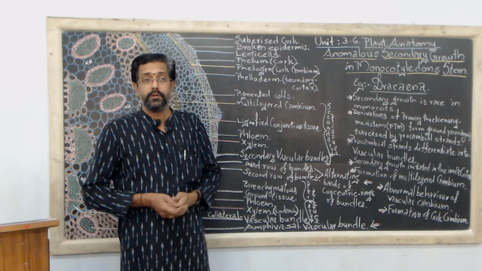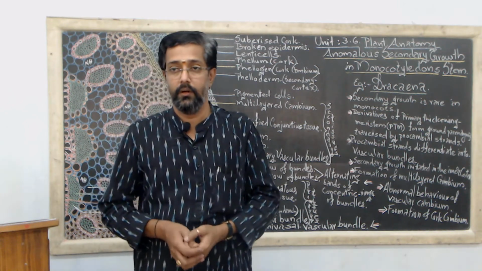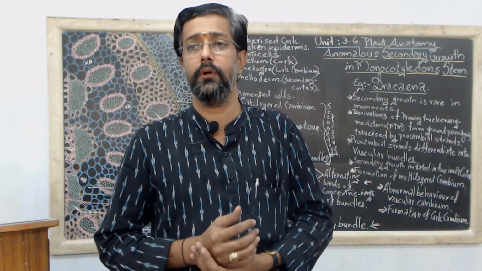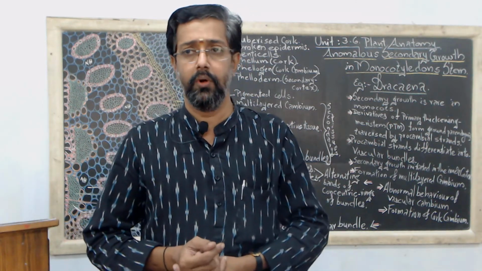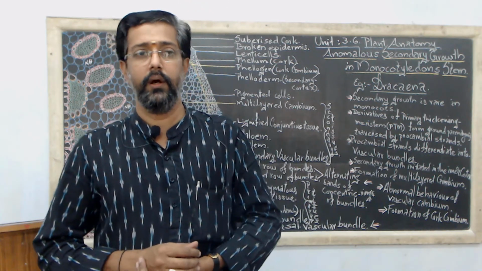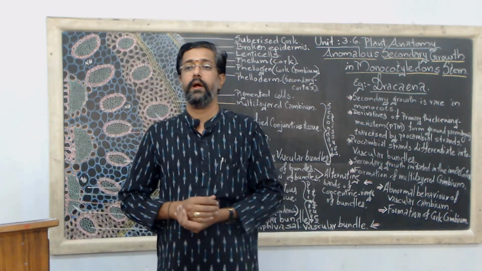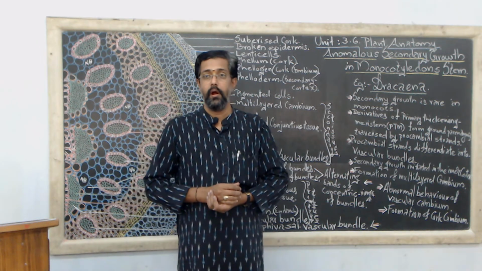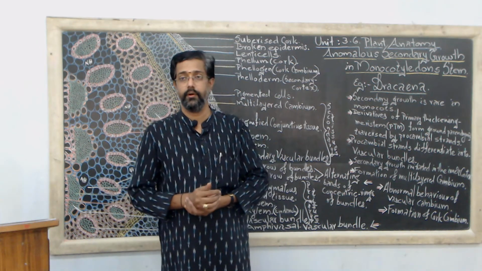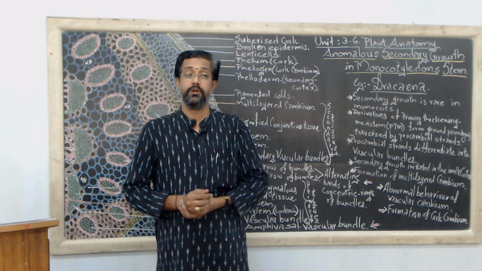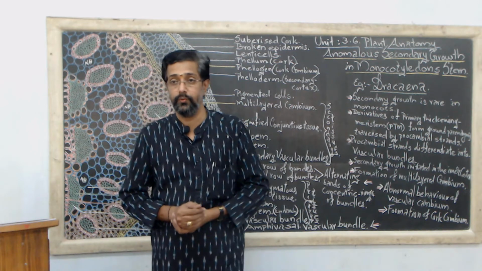So, generally angiosperms are classified into two major groups. One is monocotyledons and the other is dicotyledons. And generally, the dicotyledonous plants show the normal secondary thickening, and they also show the anomalous secondary thickening.